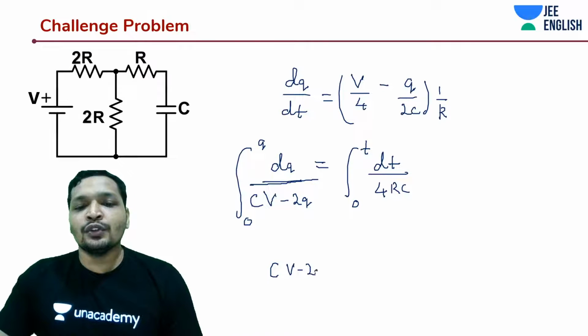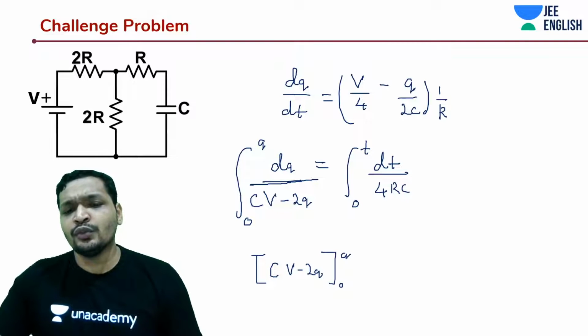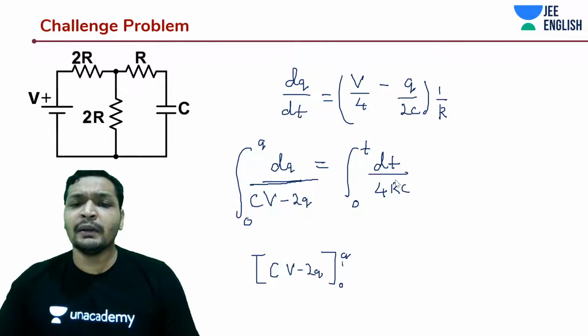Cv minus 2q, and you're going to integrate it from 0 to q, and divided by how much? Divided by minus 2.